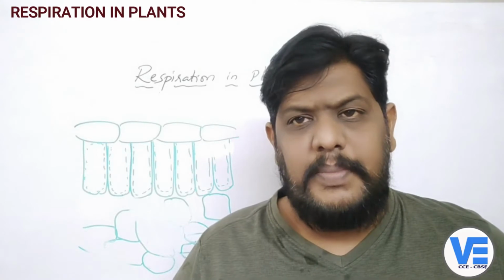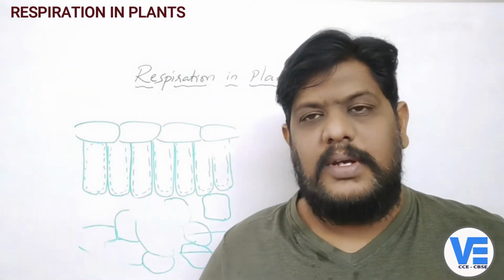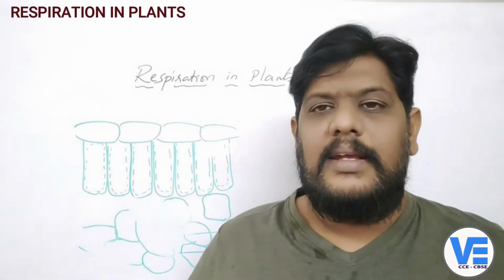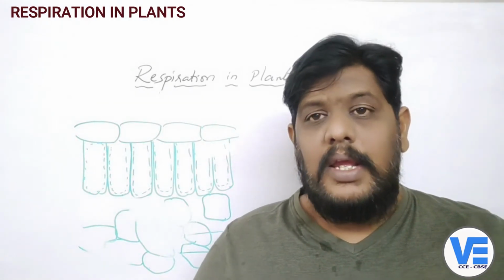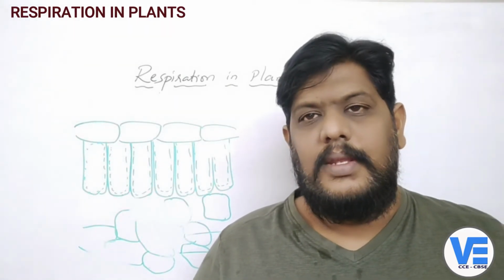When you talk about respiration in plants, from childhood a point is fixed in our minds that plants take carbon dioxide and give out oxygen, whereas animals take oxygen and give out carbon dioxide. I don't say this is absolutely false, but plants do take carbon dioxide and give out oxygen, but the process is different. That process is called photosynthesis.